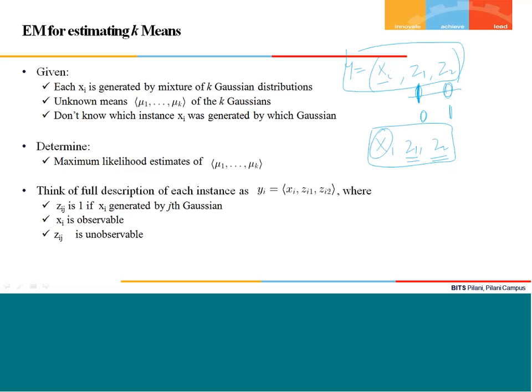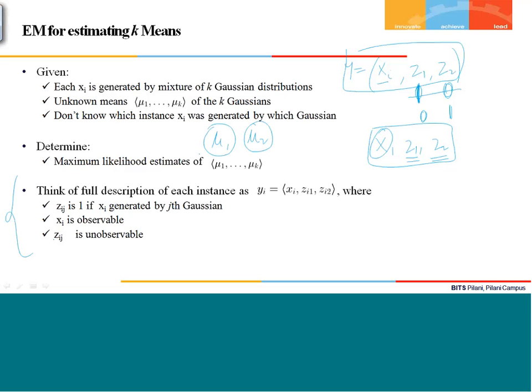So we know, can we come up with some means corresponding to this normal distribution? For example, in my case, let's say mu1 and mu2. Mu1 corresponds to the mean of the first normal distribution, and mu2 corresponds to the mean of the second normal distribution. So can we come up with some mu1 and mu2 given the x? Let's see what we can do in that.